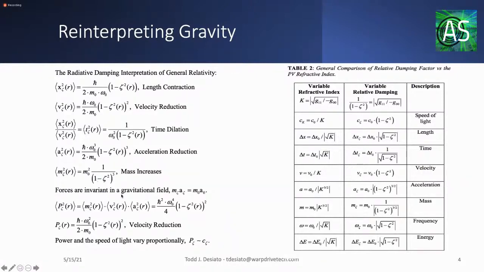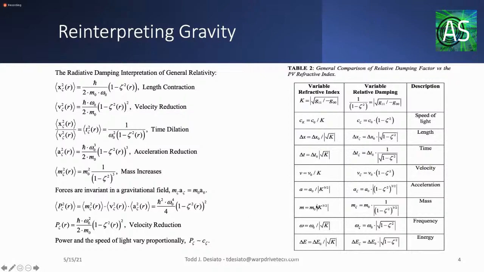And then mass, which I explained in my previous presentation, is the surprise element. In order for force to remain invariant, meaning that forces we measure outside of the gravity well are the same as what we would measure inside the gravity well, force and angular momentum don't change. And in order for that to be true, mass has to change. So your rest mass will increase as it falls into a gravity well.